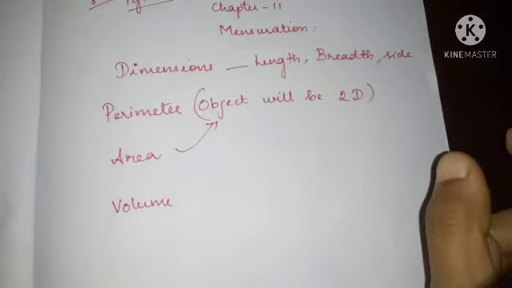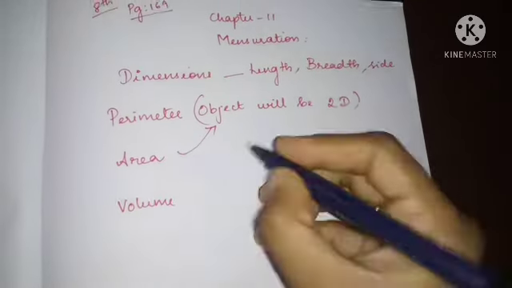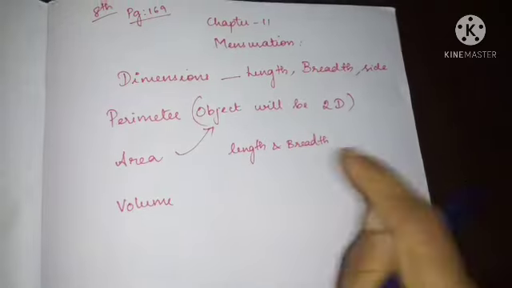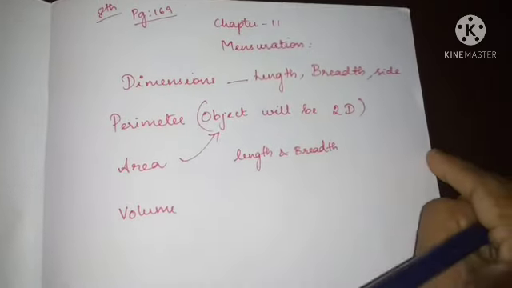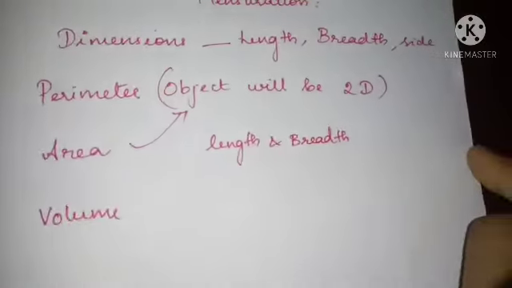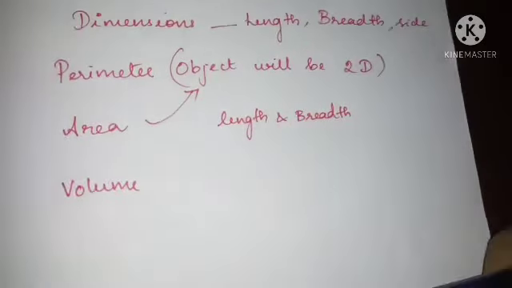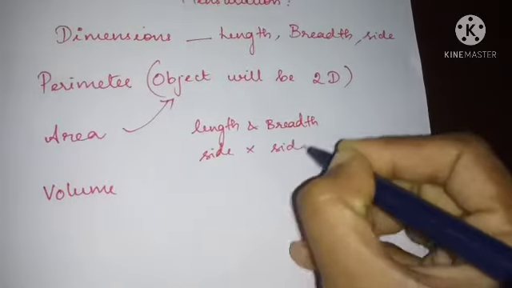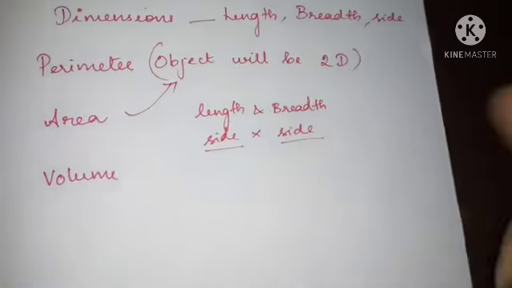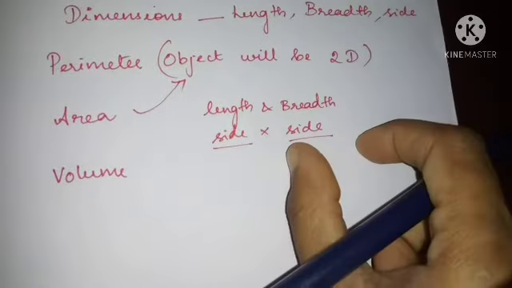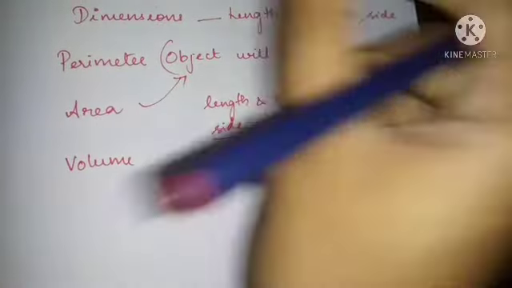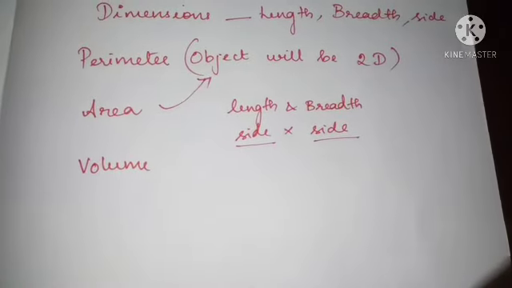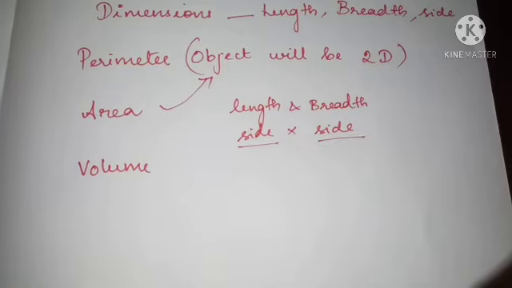What are the two dimensions? It will have length and breadth. Using this length and breadth only the calculation will take place. So using these two dimensions we can easily find the area of the rectangle. If you multiply side into side, both are actually same, but this is one dimension, this is one dimension. So if you multiply both the dimensions, you will get the area of the square. Not all the dimensions, only two dimensions are involved here.